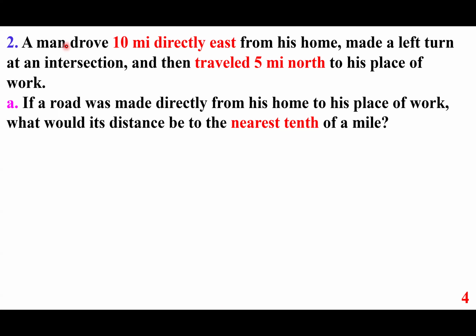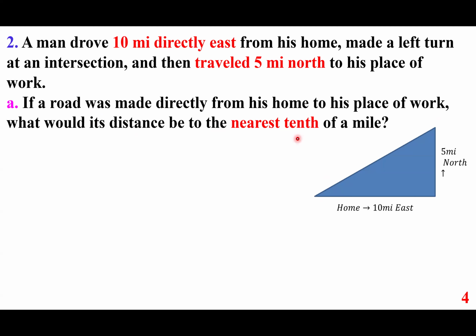A man drove 10 miles directly east from his home, going this way, made a left turn at an intersection, and then traveled 5 miles north to his place of work. So going this way, going that way. That's the concept so far. If a road was made directly from his home to his place of work, what would its distance be to the nearest tenth of a mile?